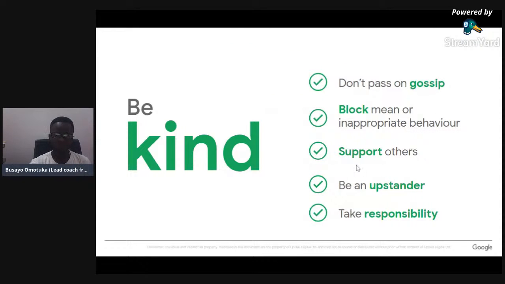Okay, so these are the four ways we can be kind on the internet in a nutshell. In summary, don't pass on gossip.